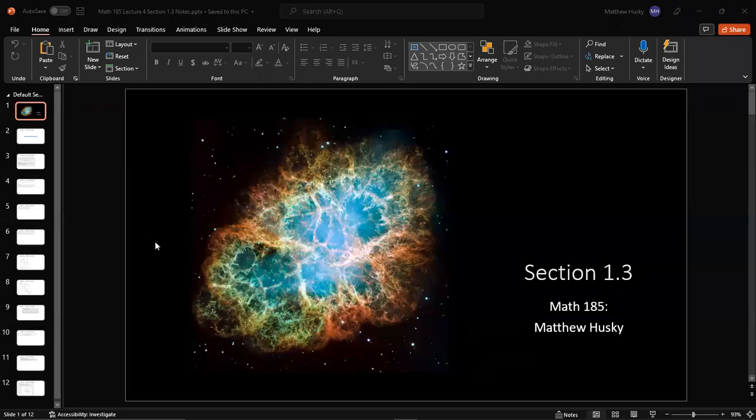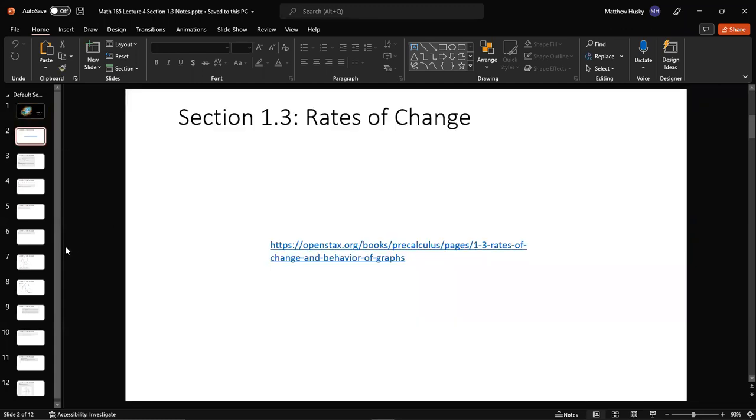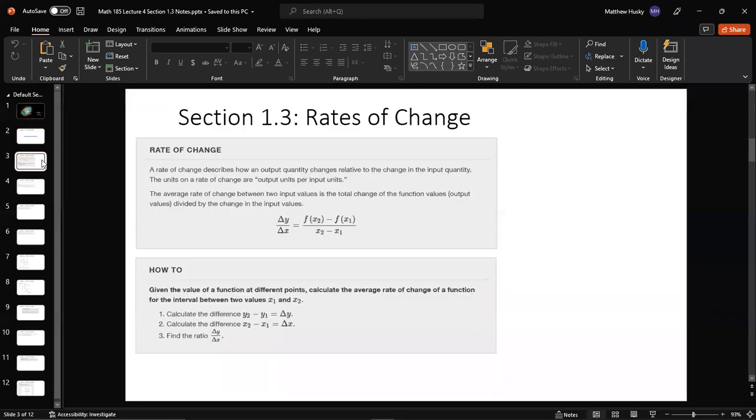All right, so here we go. We're going to talk about section 3 now, which is about rates of change. So the rate of change is just describing how one value is changing in relation to another value. So the average rate of change is going to just be the change of the function values, the outputs, divided by the change in the input values.